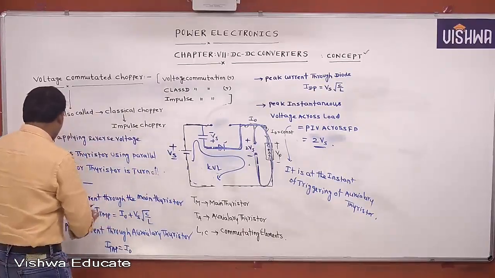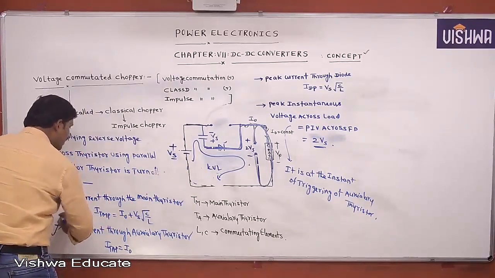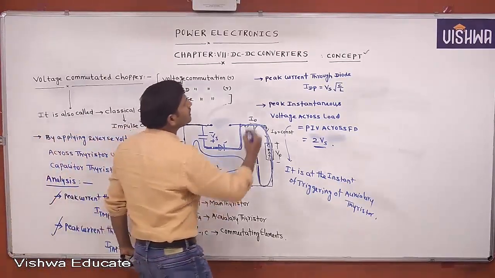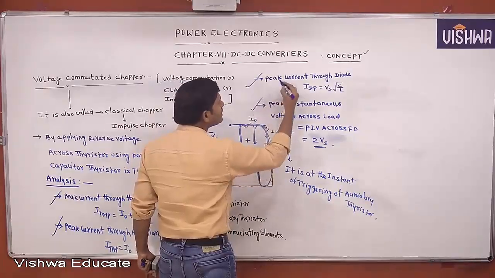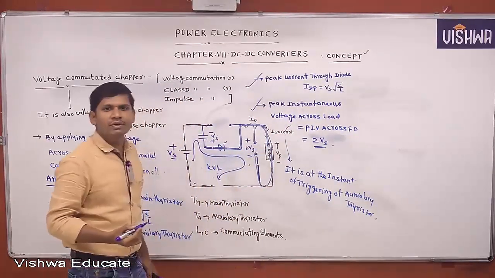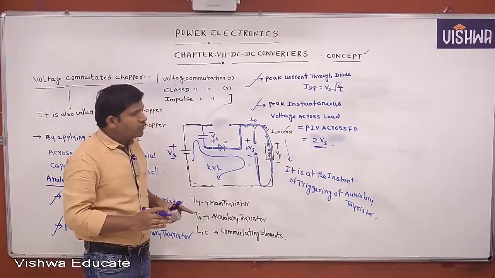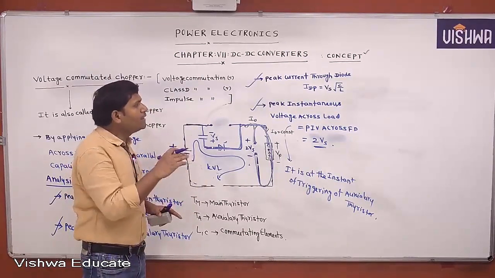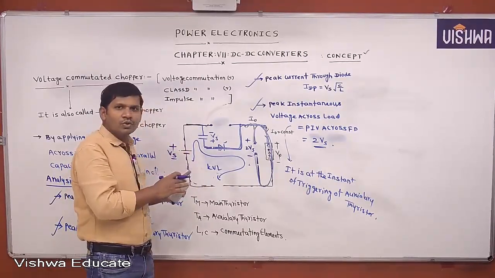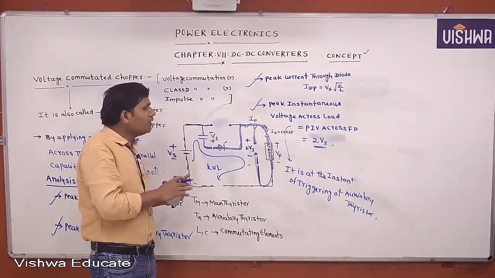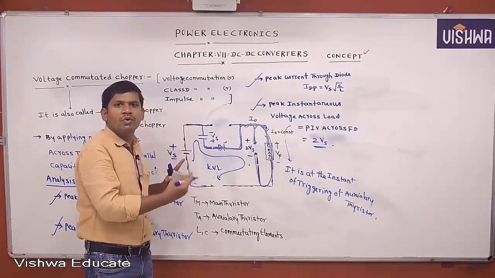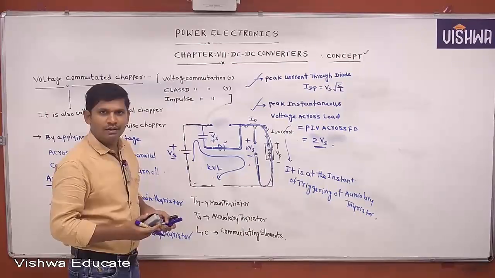These points you remember. Every point is important. What is the peak current through the main thyristor? What is the peak current through the auxiliary thyristor? What is the peak current through the diode? What is the peak instantaneous voltage across the load? That is the peak inverse voltage across the freewheeling diode, 2 Vs. I want to continue in the next session by drawing the waveforms of the voltage commutated chopper, and then based on the operation and those waveforms, I want to give some analysis. Okay. Clear? Concept.